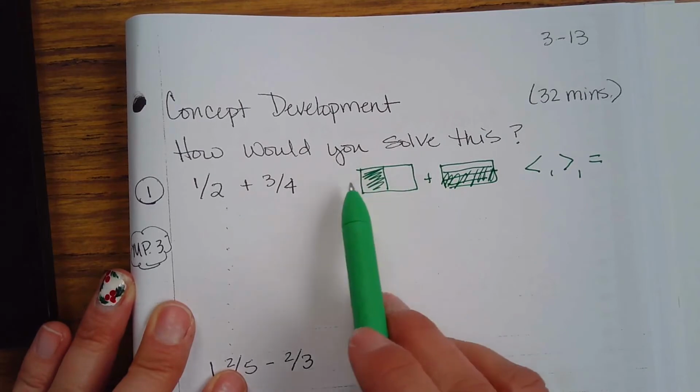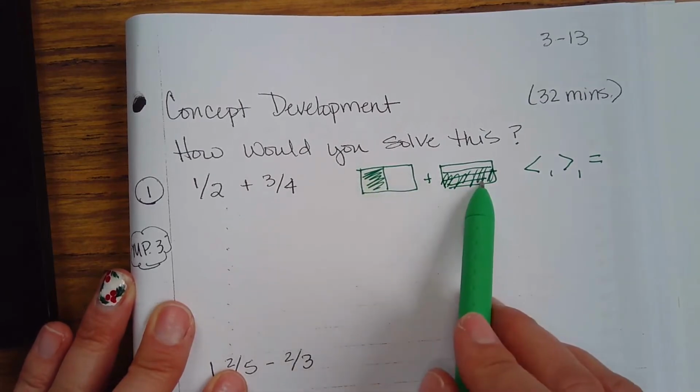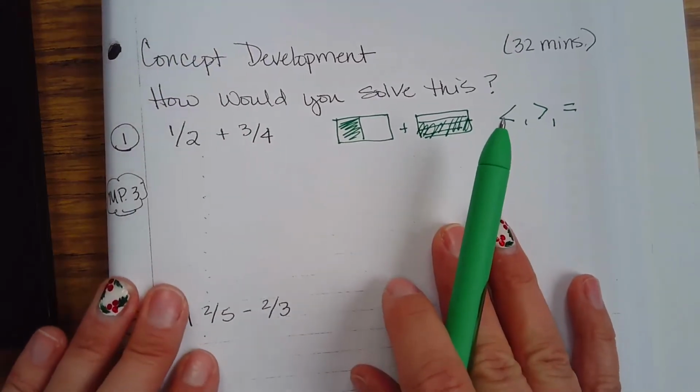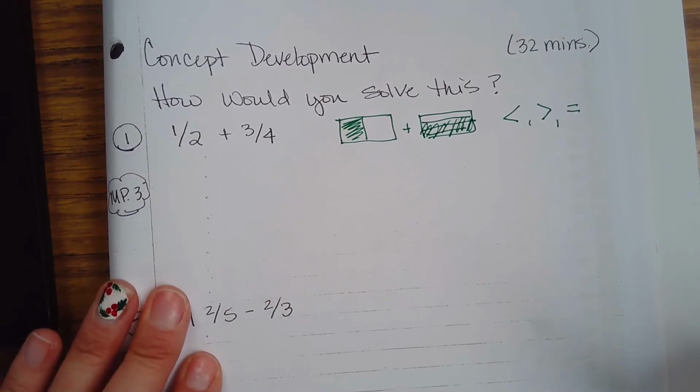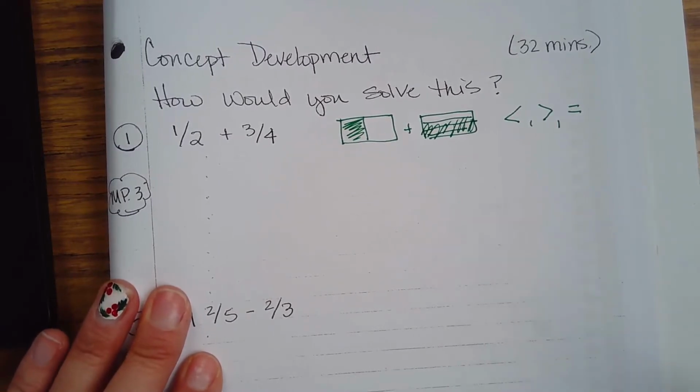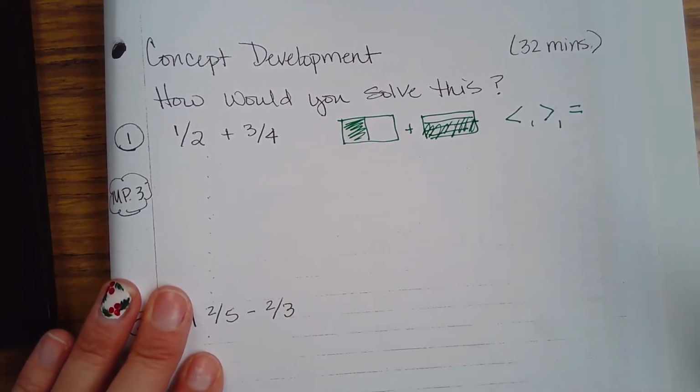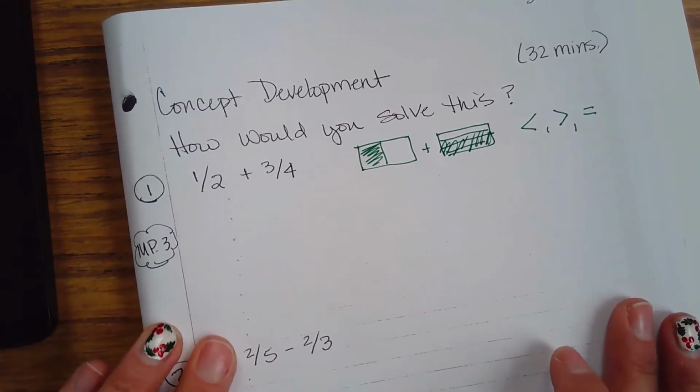So if you had a half and you added 3/4 to it, would you end up with a number greater than 1 or less than 1? You're right. You would end up with a fraction greater than 1. All right, so let's go ahead and solve.